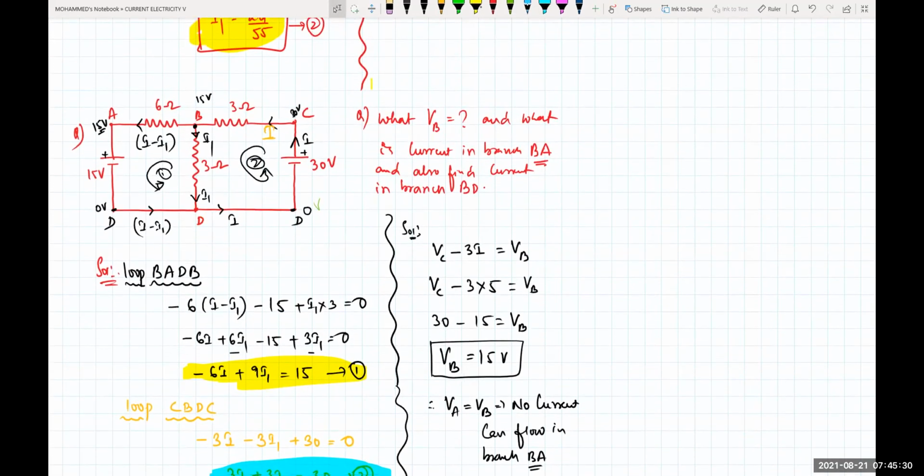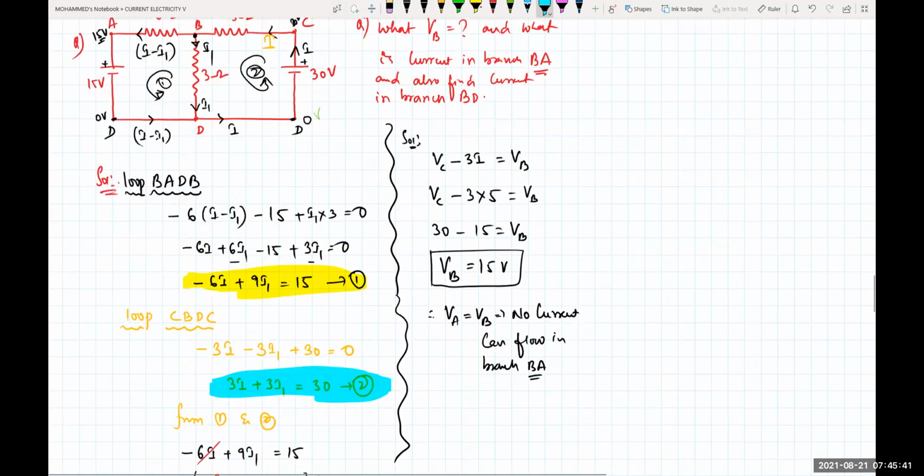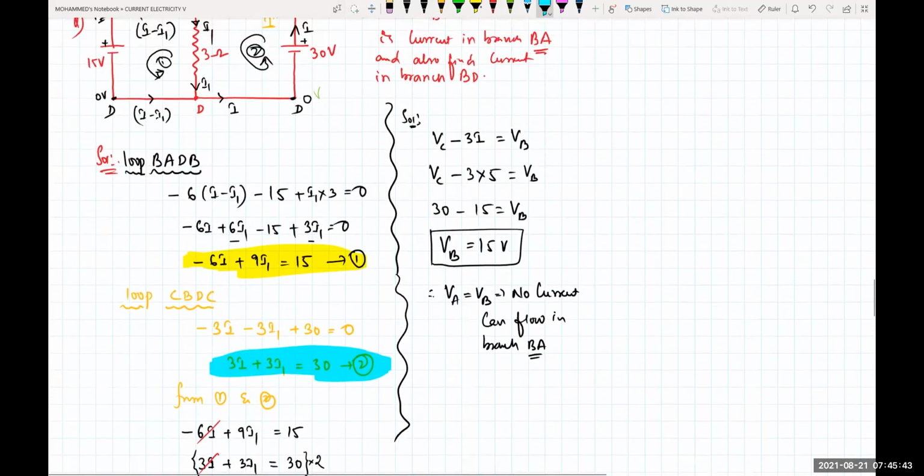Now the question here is: what is the potential of B, what is the current in the branch B to A, and also find the current in the branch B to D. So B to D, the current is how much? I1. I1 we already got as 5 amperes.